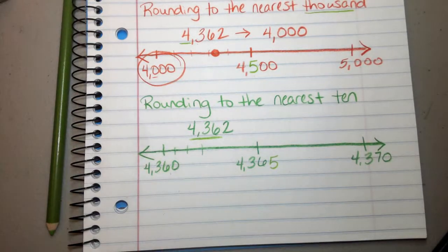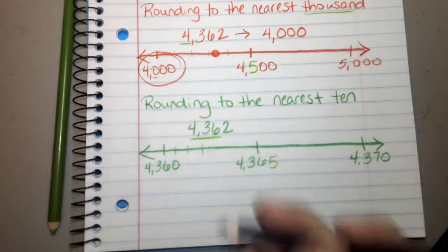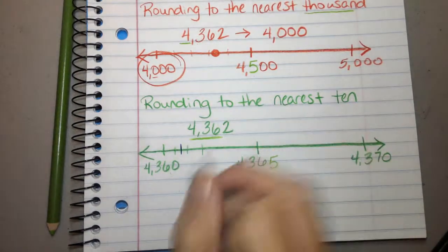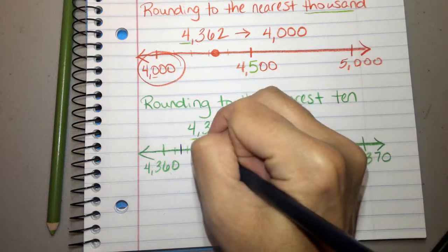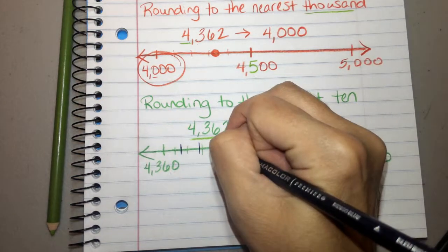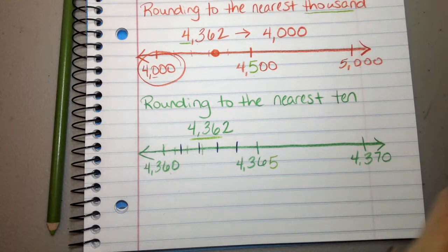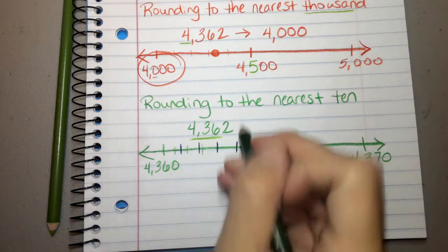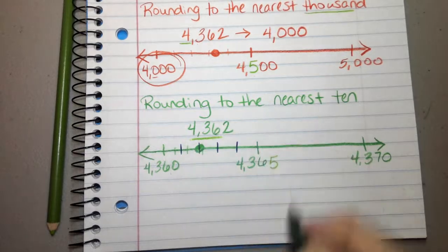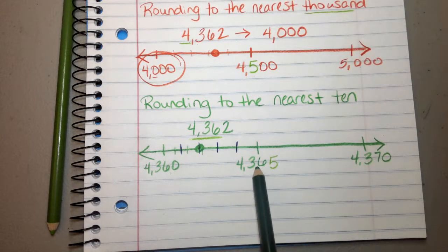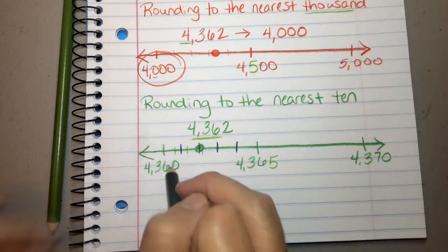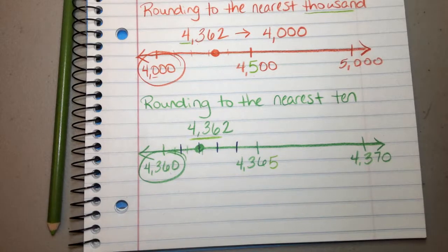Not really. Okay, so I'm just going to make some darker marks. Okay, 4,361, 4,362, 4,363, 4,364. Okay, so here was 4,362. And remember, we don't care if it's closer to here, we want which end. And this one rounds to here.